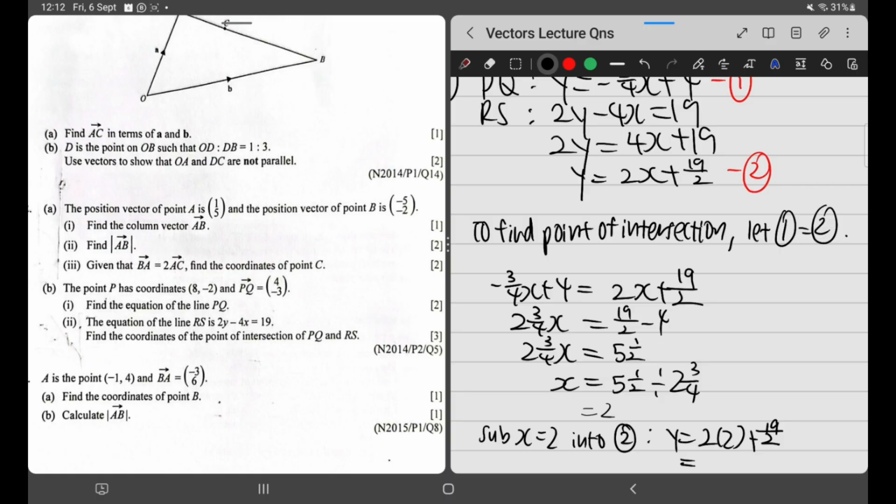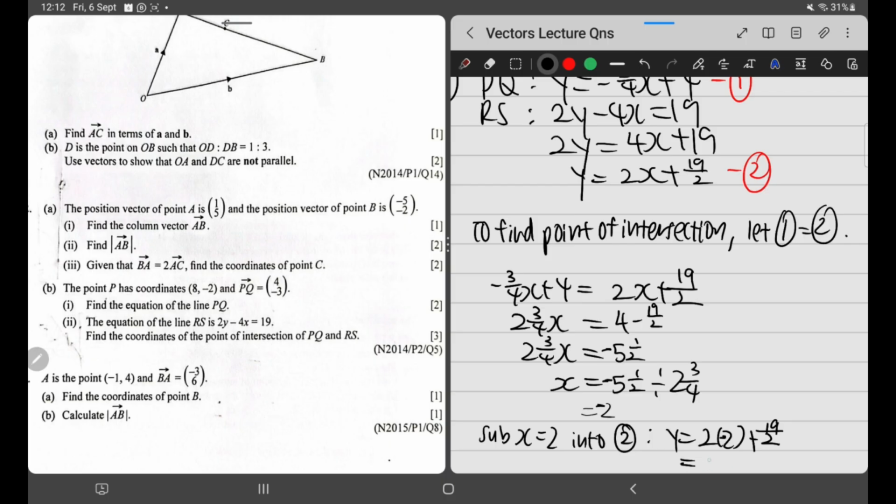Okay, and then you get, wait, apologies, this should be negative. You should get a negative number. Oh yes, this is 4 minus 19 over 2. So you get a negative number over here. Okay, it's negative 2. So it's negative 2.